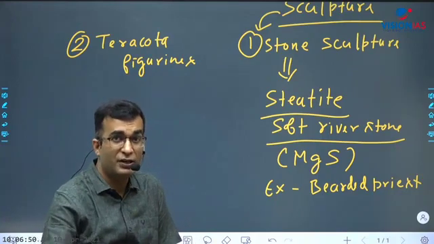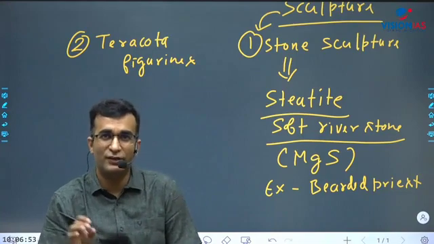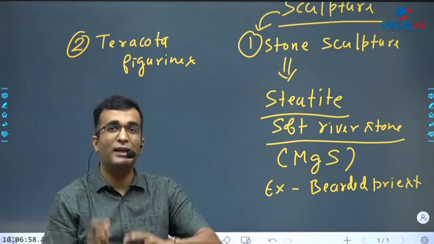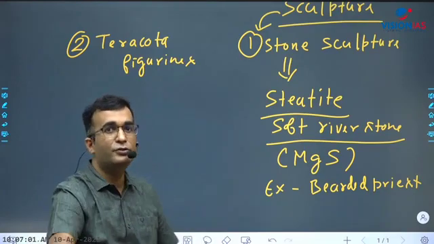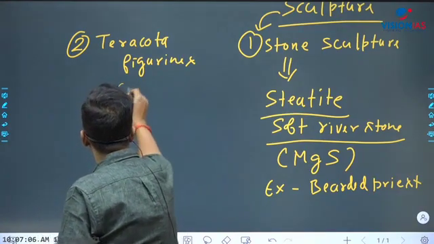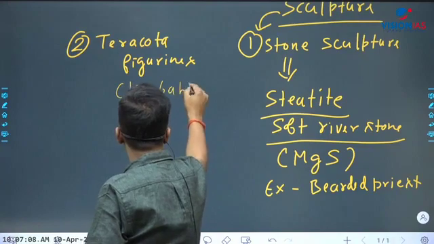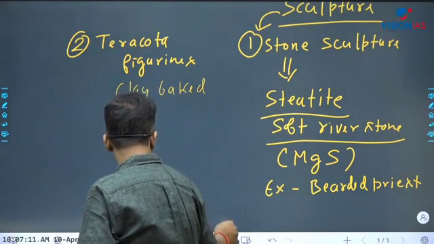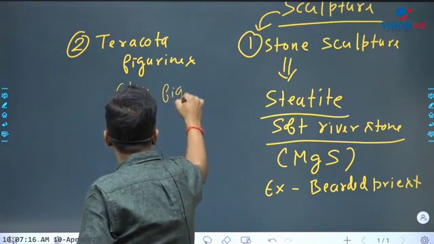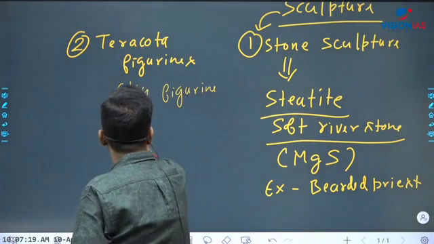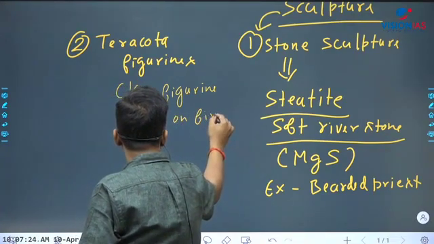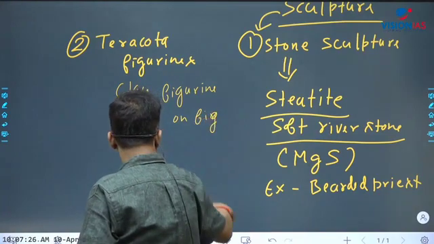First of all, what is terracotta? It's a kind of idol or figurine which is made from clay, and that clay figurine has been baked on fire. So basically, in simple words, you can write that it is a clay figurine baked on fire.